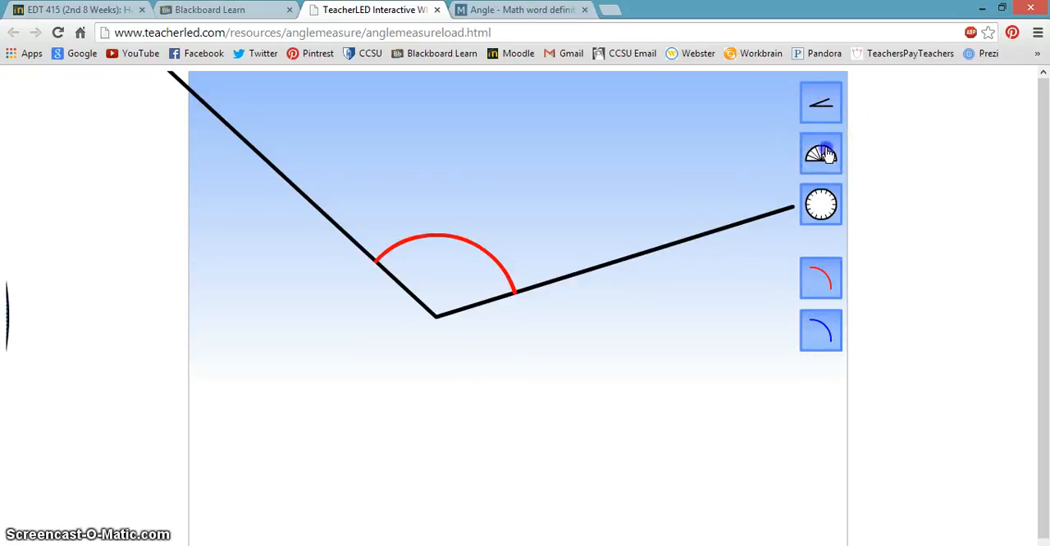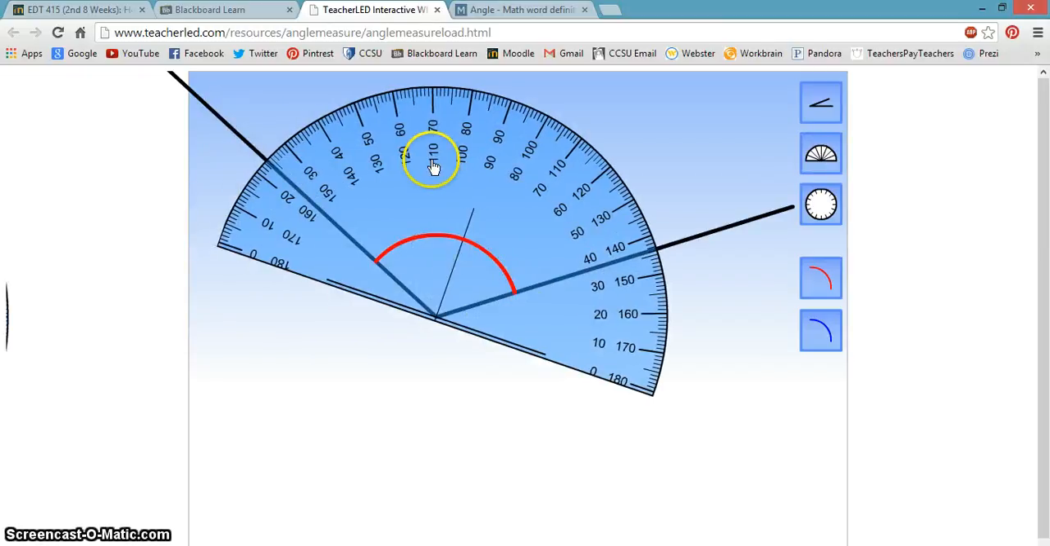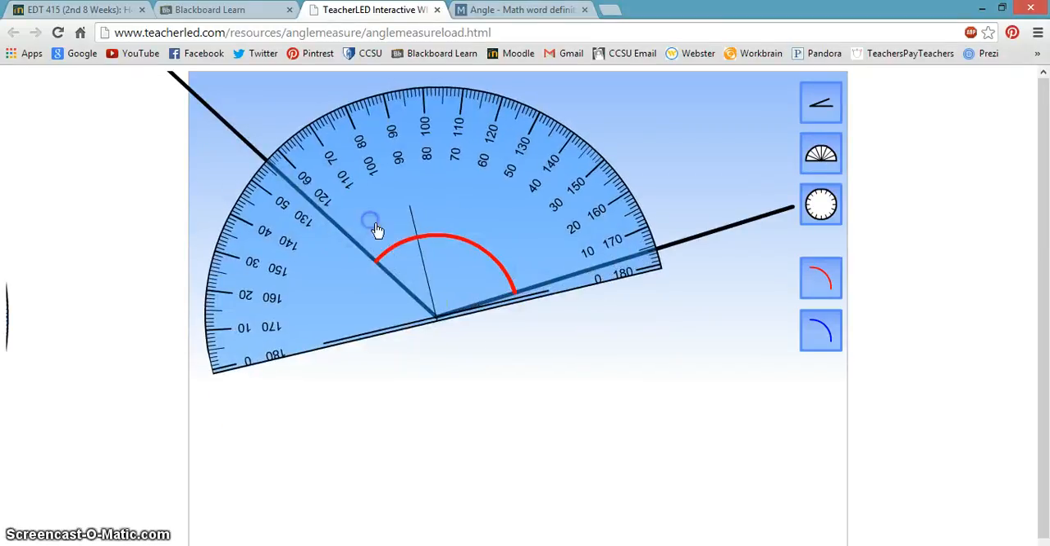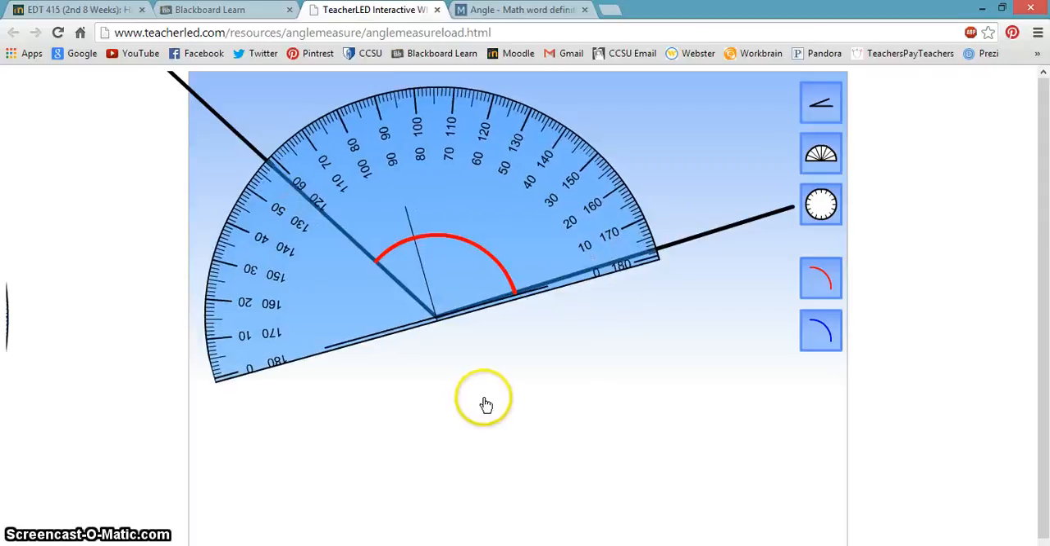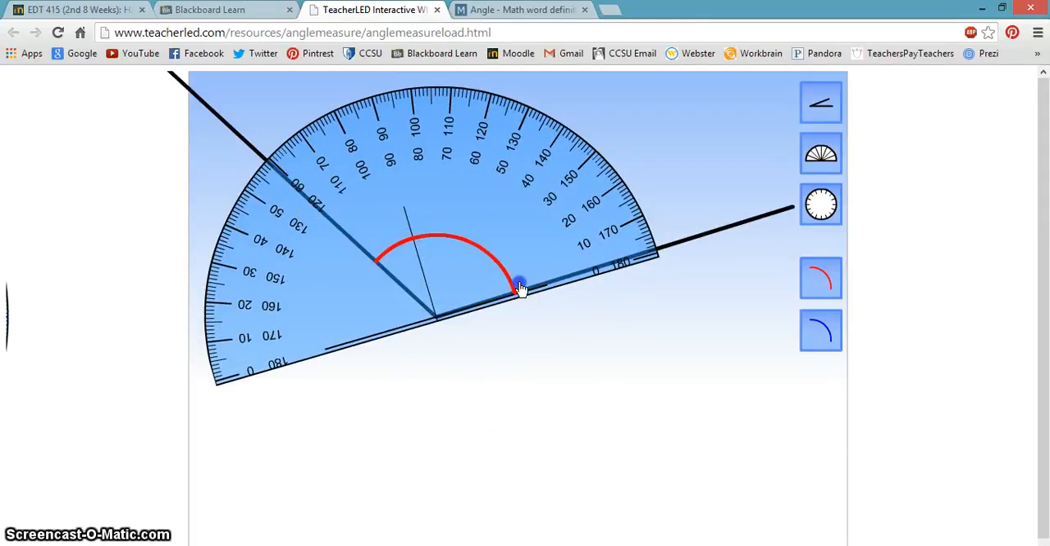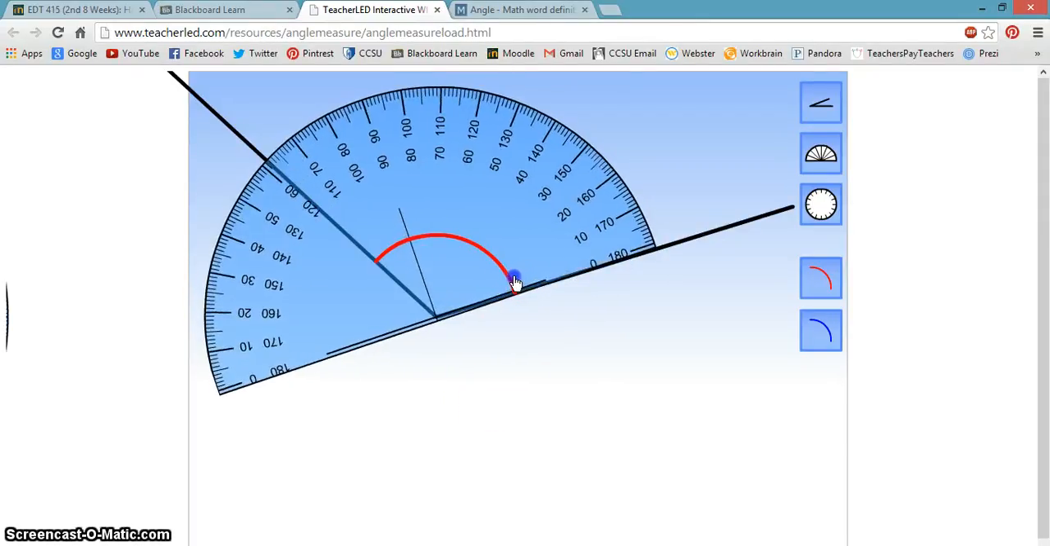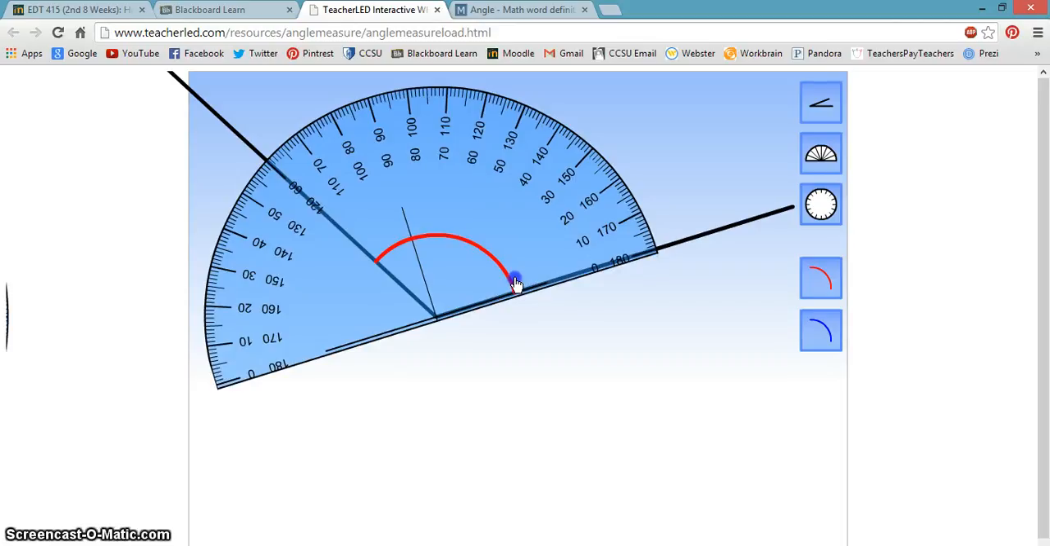And my favorite part of this one is it comes with a protractor, which you can move in a circle. It stays in this one spot because that's the vertex of the angle and that's where you need to put the protractor. So it emphasizes that to the students that they need to keep the midpoint of the protractor on the vertex. So you line up the bottom of the protractor to the angle, and then you can measure. So we have about a 120 degree angle here.